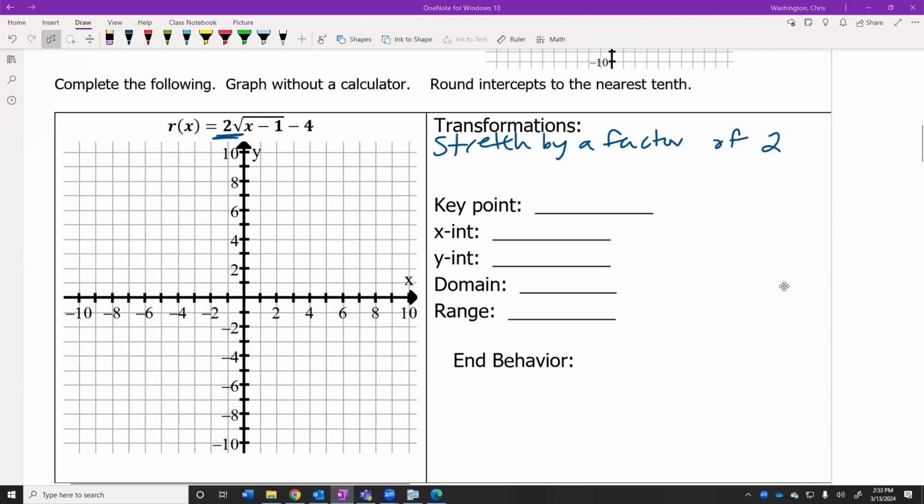So the 2 is going to be a stretch by a factor of 2. That's going to take our graph and pull it vertically up. It's not going to change the x values. All it's going to change are the y values. They're going to be pulled upward if it's stretched.